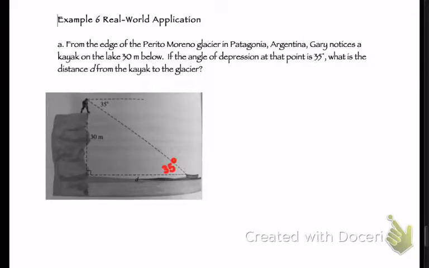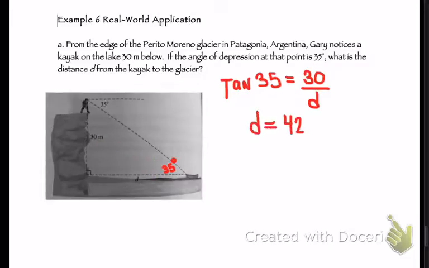How do I solve for the letter D? Well, I know I have opposite and adjacent. So tangent does opposite over adjacent. And I think when I do my cross multiplication, I get 42.84 meters. And voila, the distance from the kayak to the glacier would be 42.84 meters. Yeah, you're probably thinking, wow, that was really, really easy. Yes, it starts out really easy and it gets a little bit more difficult as we keep going.